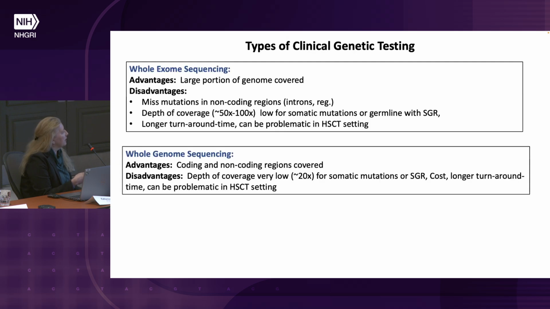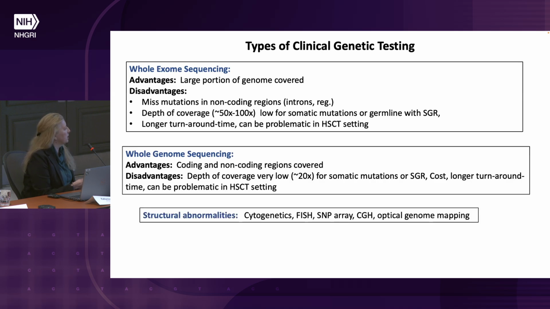And then obviously there's whole exome sequencing. A large portion of the genome is covered, but non-coding regions can be missed, and the depth of coverage is low and often too low to detect somatic mutations or germline mutations with SGR. Longer turnaround time, this can be problematic in the transplant setting. And similar for whole genome sequencing, the turnaround time is longer, obviously, but the advantage is that you're pretty much covering the whole genome. There are also important tests to remember: cytogenetics, FISH, SNP array, CGH, and now optical genome mapping in the clinical lab is emerging.